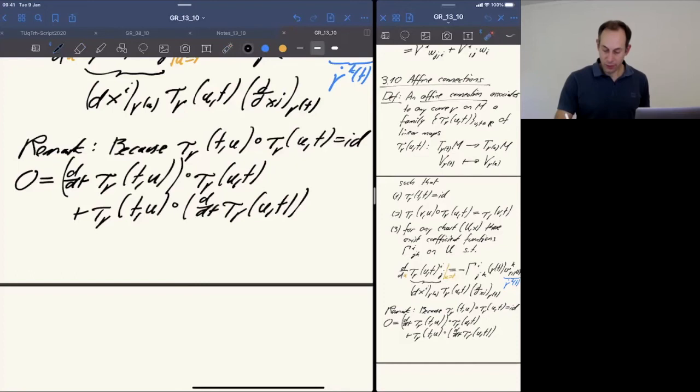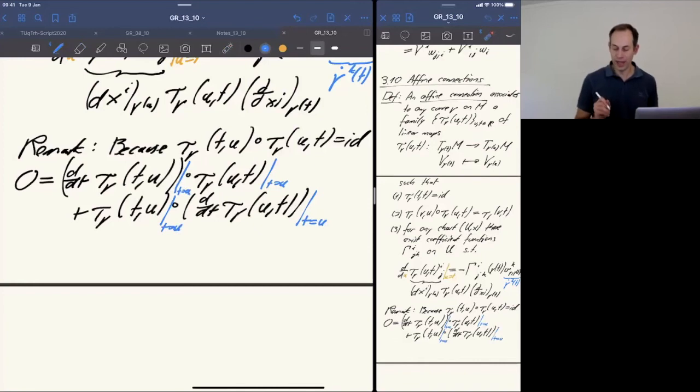Now we can, if you want, evaluate everything at the point t equal to u. So I just put here t equal to u, here as well, t equal u, here as well, t equal u. Of course, if it's true in general that this whole thing is 0, then it's in particular true at the point where t is equal to u. Now, one observation is that if I set t equal u, then this thing here will again just be the identity, and this thing here as well.